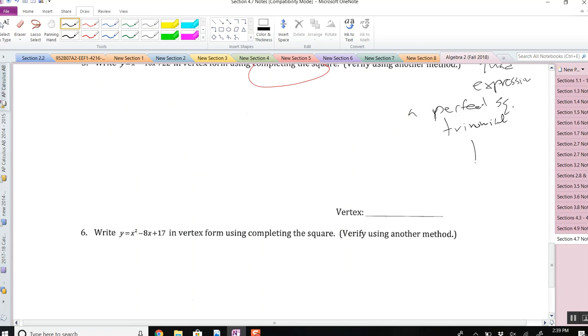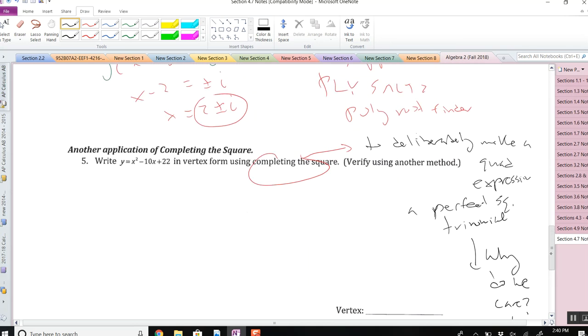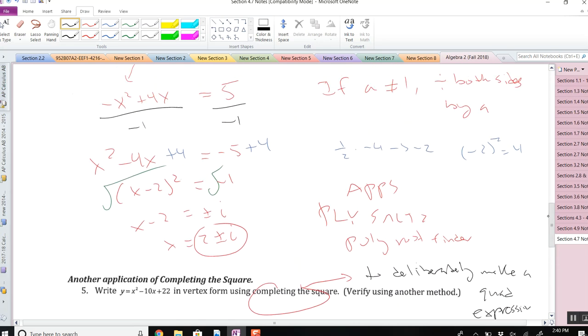And why is that important? Why do we care? Because it's easy to solve by square rooting both sides. That's why we care. And that's what we just did right here.